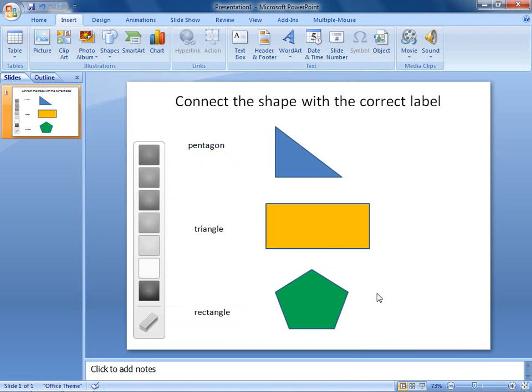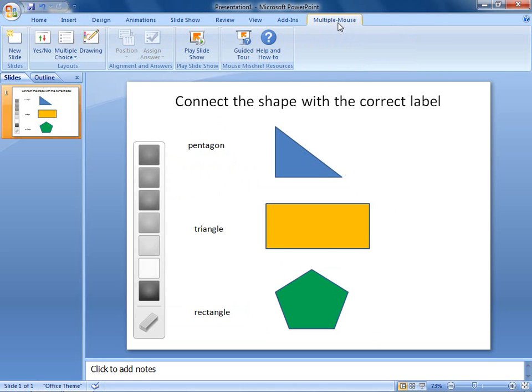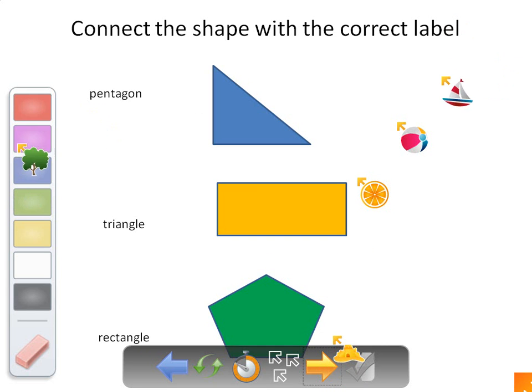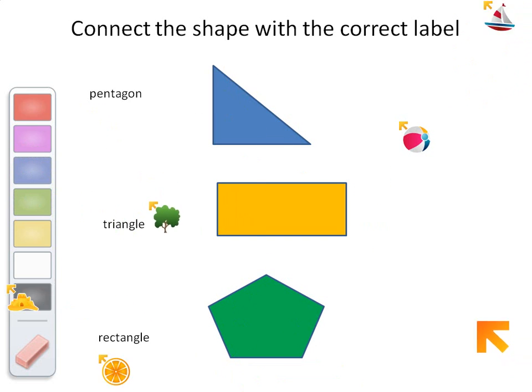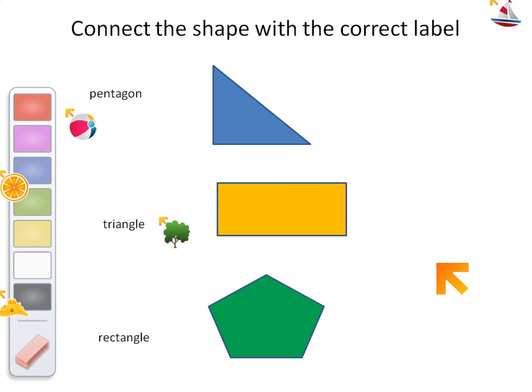So now let's see how this slide will look when I make it available to my students. See how the color palette is now available. The student selected to draw on this activity clicks a color in the palette, then draws a line to connect a label with the correct shape.